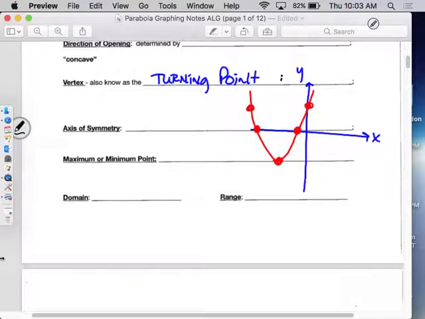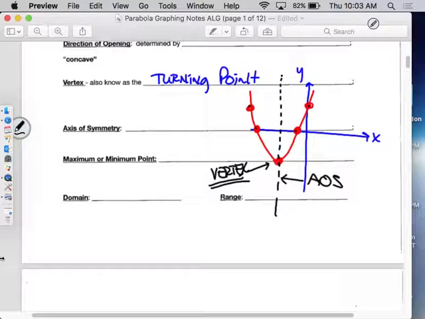The line that divides the curve in half is called the axis of symmetry. I'll just use the initials AOS. The vertex sits at either the top or the bottom, depending upon direction of opening. So the vertex will be the only point on the curve that does not have a symmetric partner. All of the other points occur with symmetric partners.